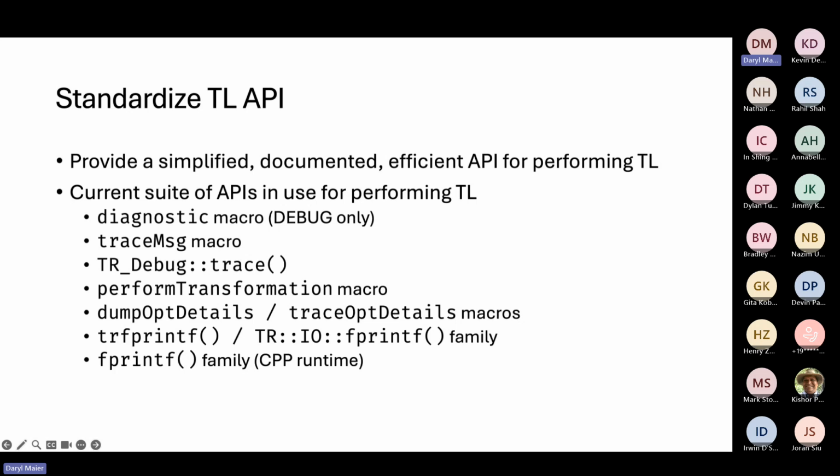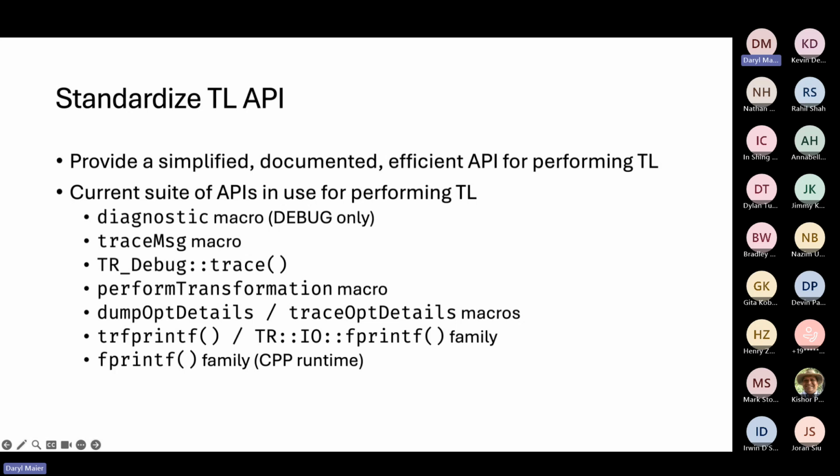Ultimately, I think that trace message calls down to tr debug trace, but you'll see some raw calls to trace itself throughout the code as well. Perform transformation is one that will also do some tracing, but it will only do a transformation if it counts how many transformations have been done and you're within a certain range. Otherwise, it'll skip it.